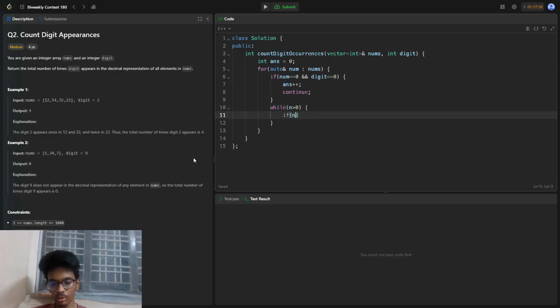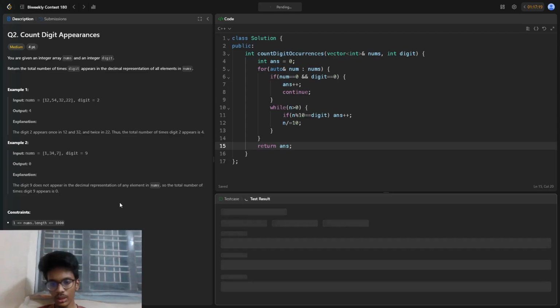So while num is positive, if n modulo 10 equal to digit, do answer plus plus, and n divided by equal to 10. Finally return answer.